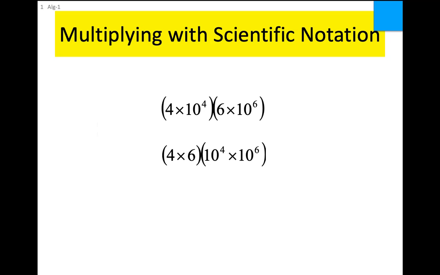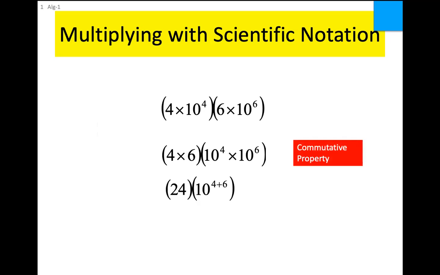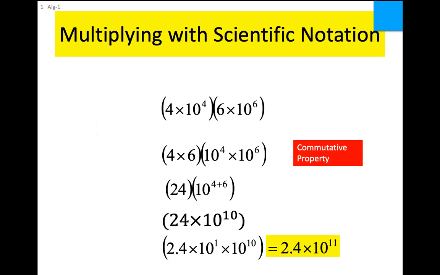24 times 10 to the 10th power. But that's not in scientific notation. So what do we have to do? So therefore that 10 now becomes 2.4 times 10 to the 11. Easy or hard? Now you have to stop me since you heard people say, oh, that's really easy. And you might be sitting there saying, wait a minute, I have no idea what you're doing. Is there anyone out there that that's the case?